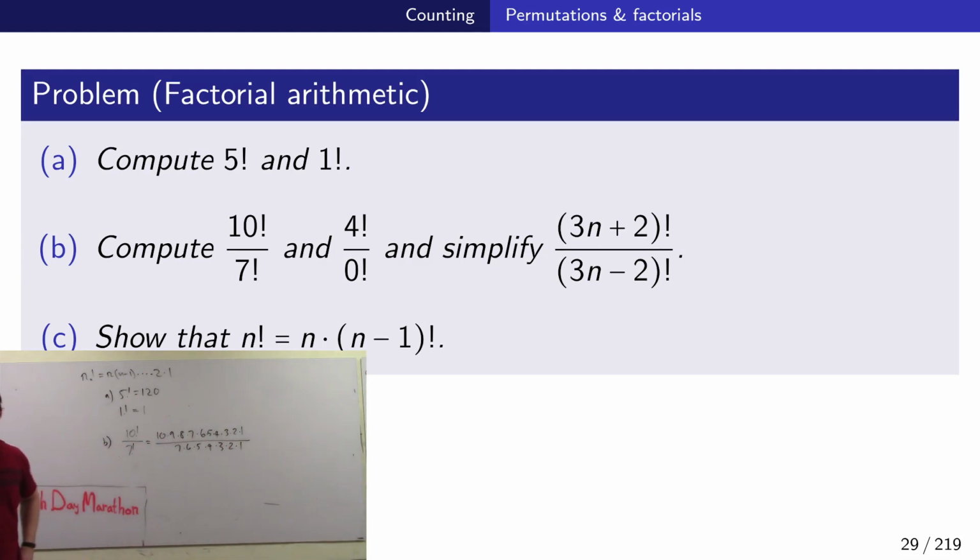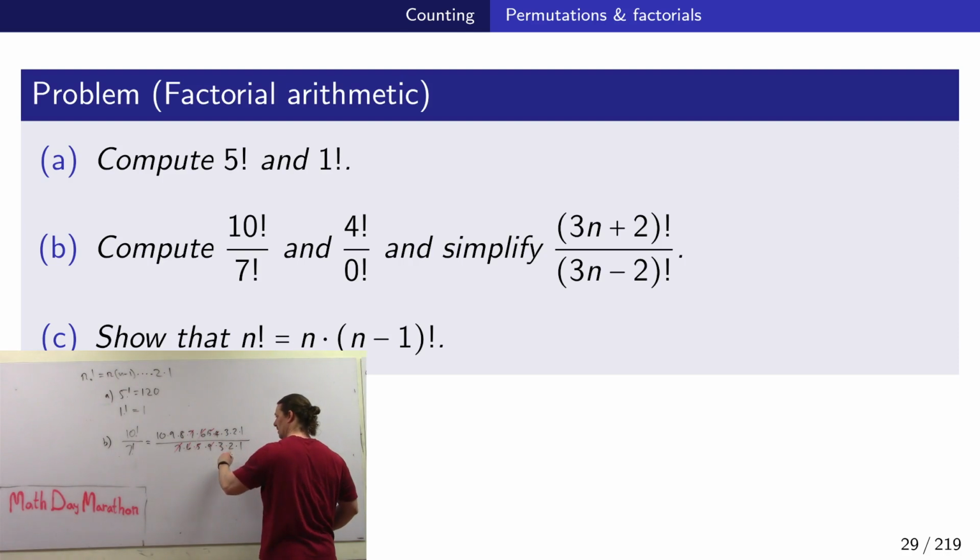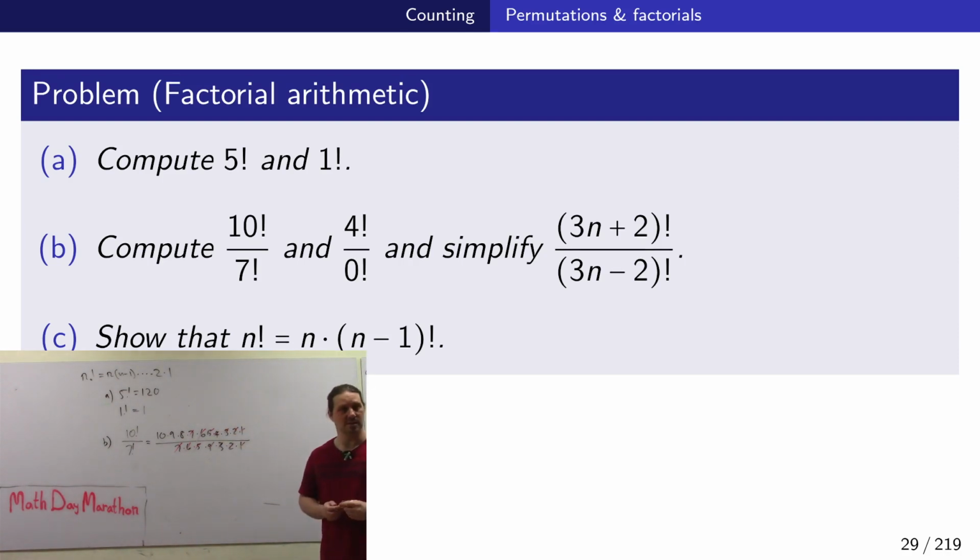We love it when this happens, right? Cancellation. A bunch of stuff cancels, exactly. So 7's, okay, now we're good. We're just left with 10 times 9 times 8, right?